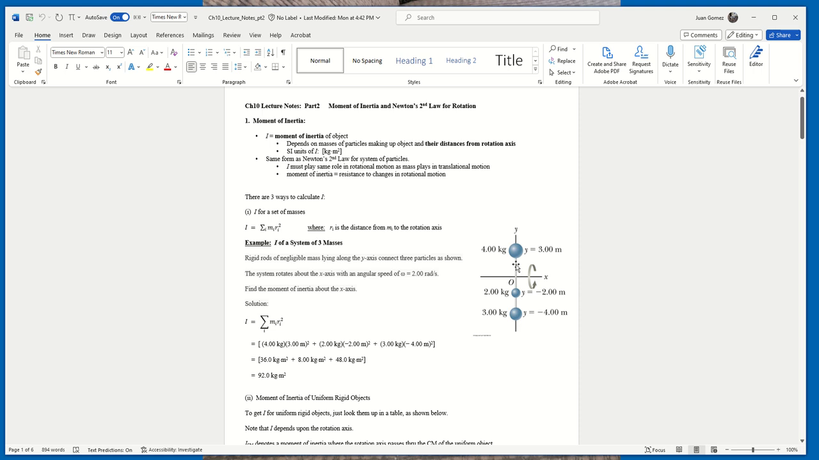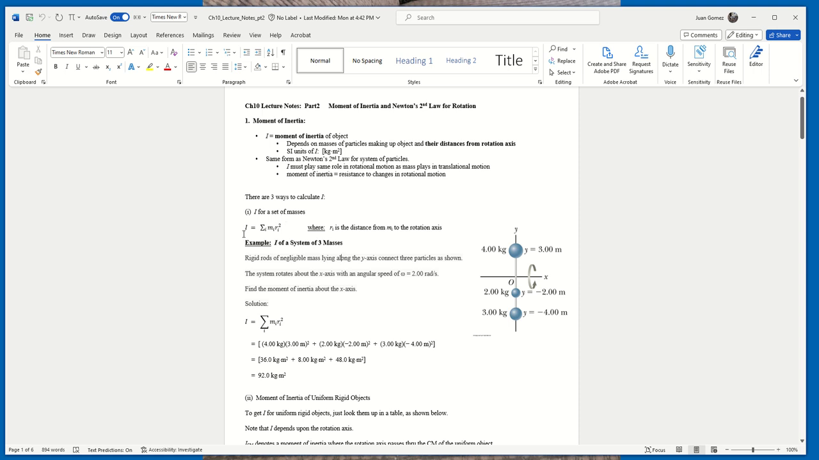In this case, these masses are fixed to this massless rod. So the 4, the 2, and the 3 can't move relative to each other, but the rod itself is free to rotate about the x-axis as shown. And I'm just going to call the masses going from top to bottom m_1, m_2, and m_3.